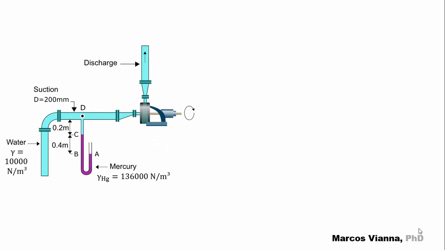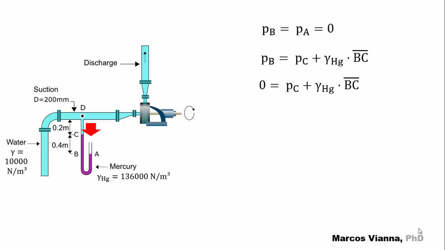Let's solve another one. A U-tube manometer containing mercury is installed at the suction pipe of a pump. What's the pressure inside the pipe? This one is easy. Considering this side of the U-tube, we know that PB equals PA equals 0. But PB equals PC plus gamma mercury times BC bar. So 0 equals PC plus gamma mercury times BC bar. Thus, PC equals minus gamma mercury times BC bar. Let's call it expression 1.